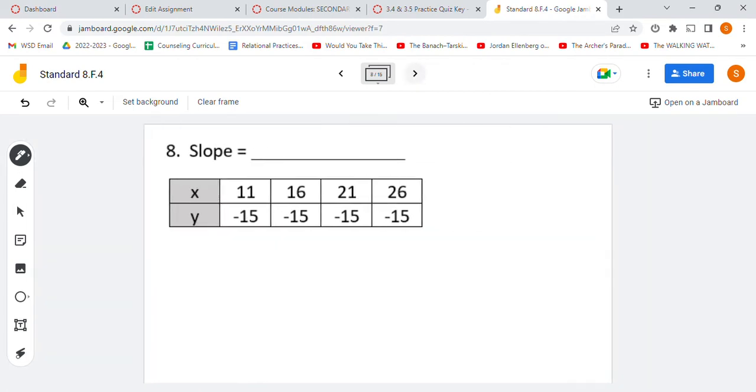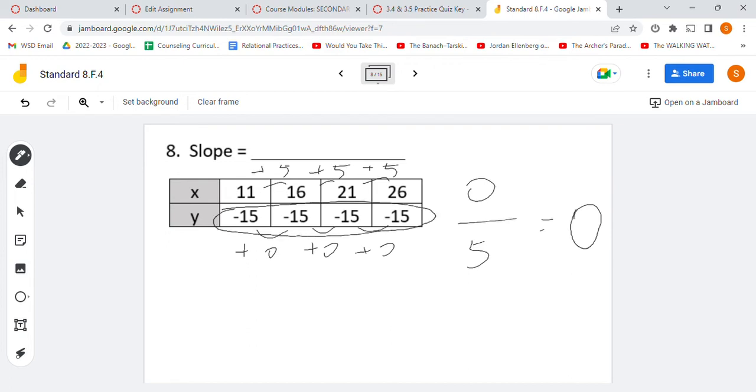And our last one with the grid, we can see that our y values go nowhere. Plus 0, plus 0, plus 0. And our x values are going up by 5 for each of these. And that gives us a rise of 0 and a run of 5. 0 divided by 5 is 0. So this is a horizontal line as we talked about earlier. And we could see that just by visualizing these y values. If they stay at negative 15, it's going to be horizontal.